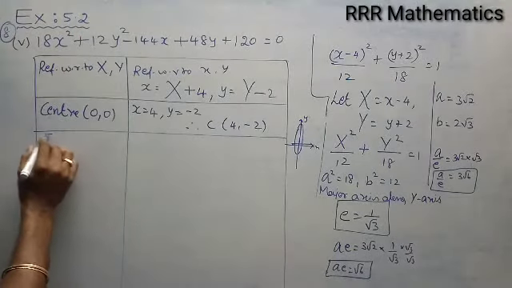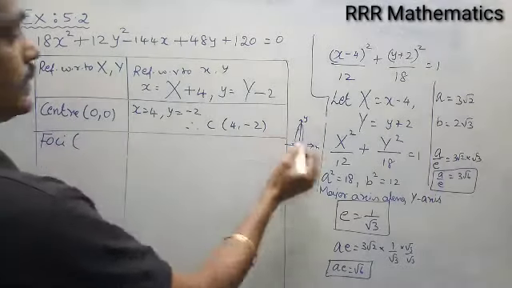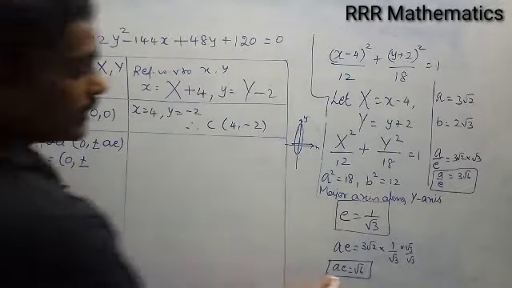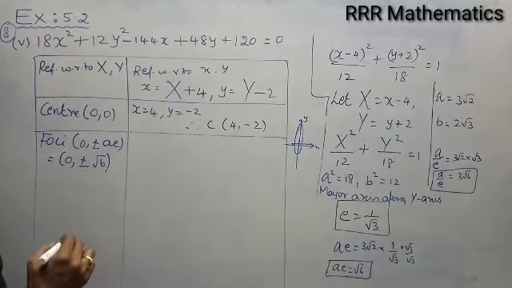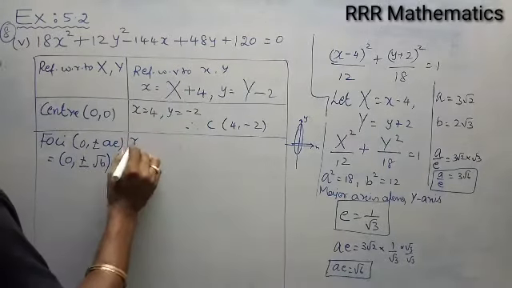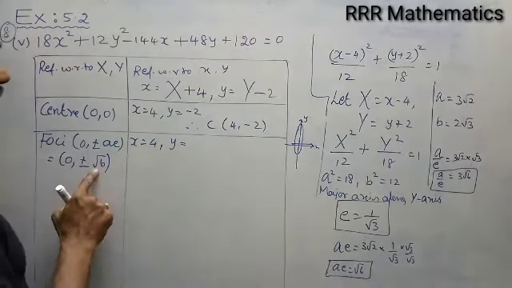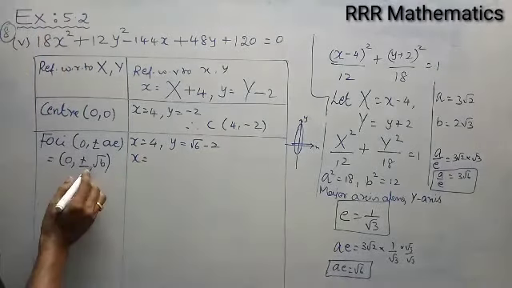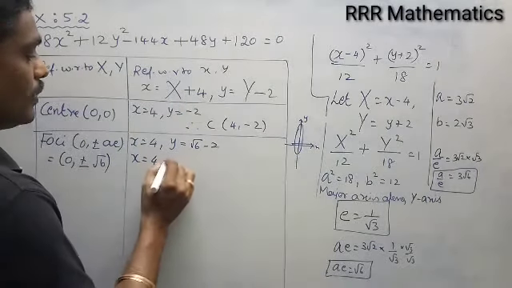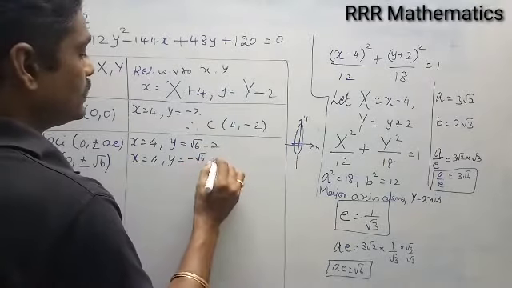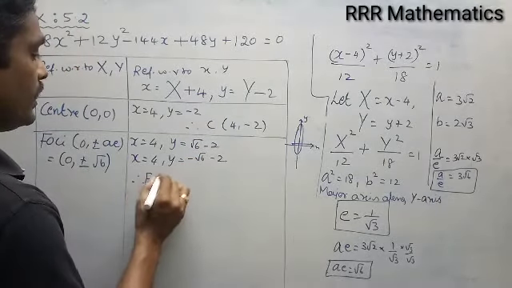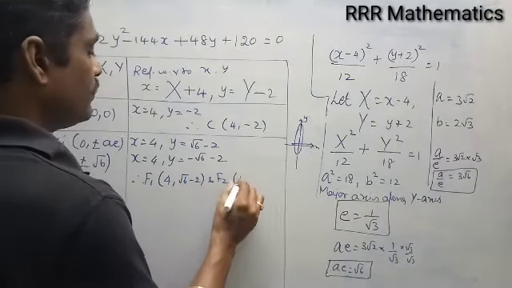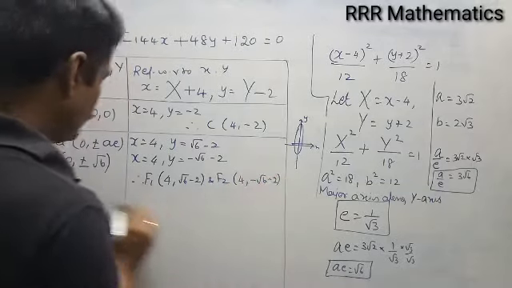Next, your foci, which is on the y-axis, 0, plus or minus AE. That is 0, plus or minus, what is AE? Root 6. After replacing capital X as 0, small x will be 4. After replacing capital Y as root 6, it will be root 6 minus 2. And again I have 0, minus root 6. When I replace here, 0 plus 4 as 4 and minus root 6 minus 2. So therefore your foci F1 will be 4, root 6 minus 2 and F2 will be 4, minus root 6 minus 2. Got it?